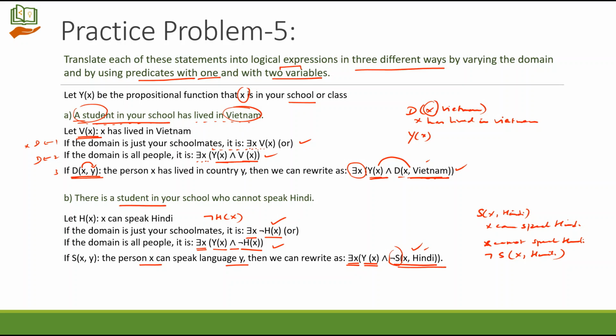We have taken two different examples. Now you have three ways of expressing the same statement. So when they say use predicate with two variables, you have to go with this way. When they say use predicate with one variable, either of the options is right. But when they specify the domain is just your schoolmates, you have to stick to this way. When they say the domain is for all people, you have to stick to this way. So understand the context under which we are mentioning the three ways.